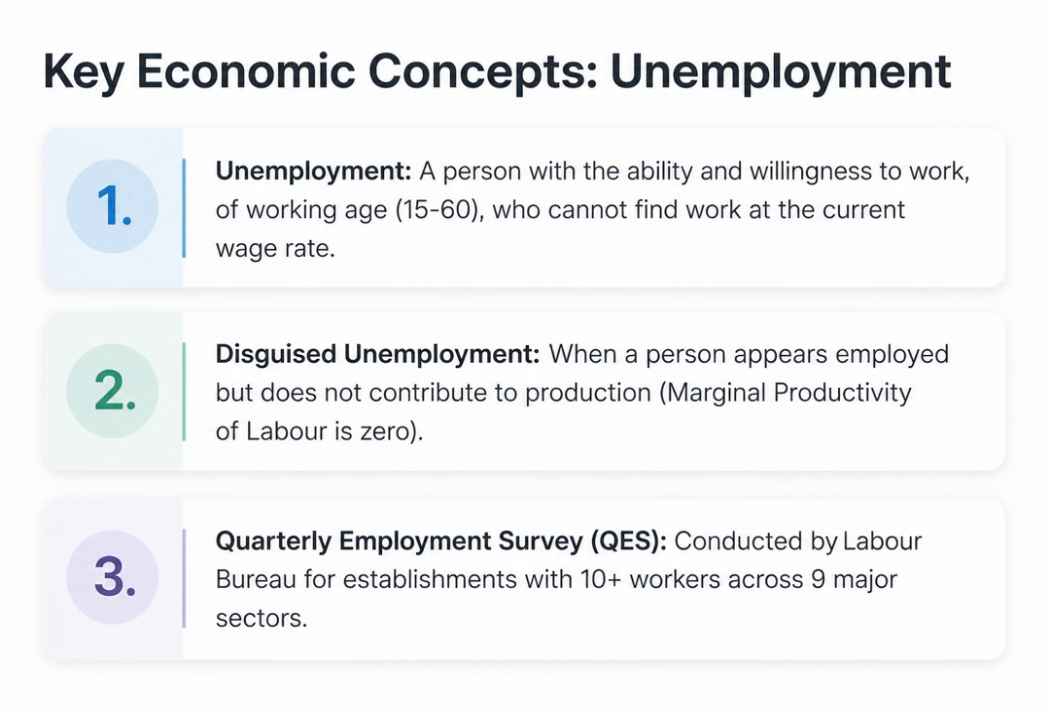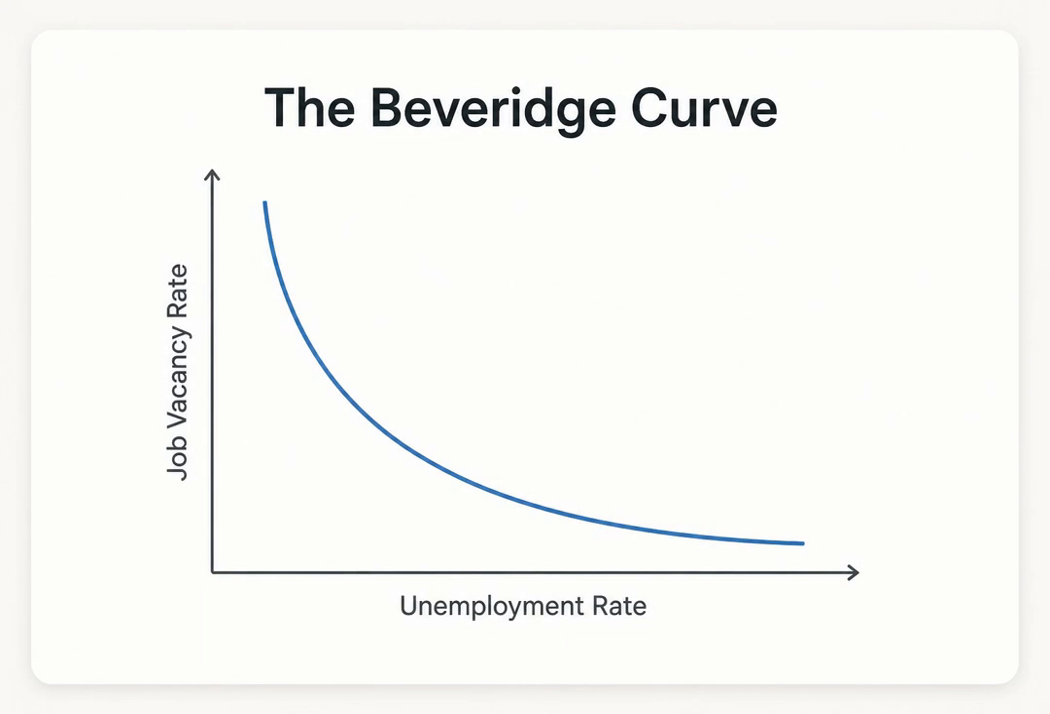Let us review some foundational economic definitions. Unemployment strictly refers to someone aged 15 to 60 who is able and willing to work but cannot find a job at the current wage rate. Disguised unemployment occurs when people appear to be working, perhaps on a family farm, but their actual contribution to production is zero. Their marginal productivity is nil. To track formal jobs, the Labor Bureau conducts the Quarterly Employment Survey, covering firms with 10 or more workers across 9 major sectors.